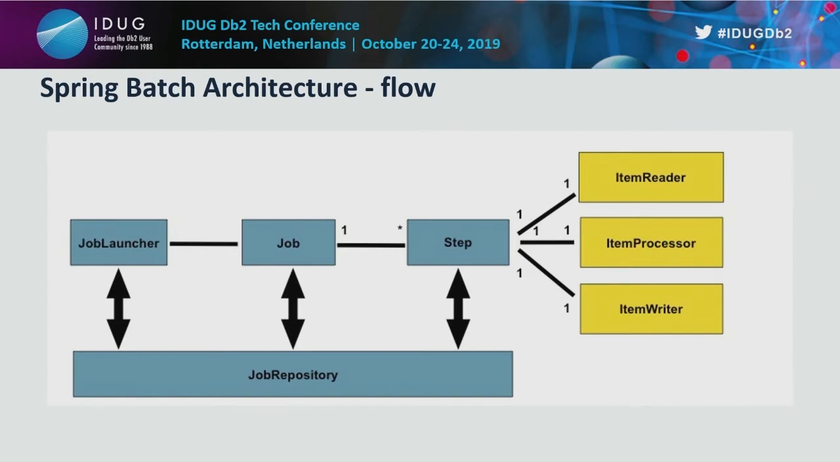And what makes the architecture simple is each step has a one-to-one relationship. You have an item reader, item processor, and item writer. And you process it that way as you're running through your application.